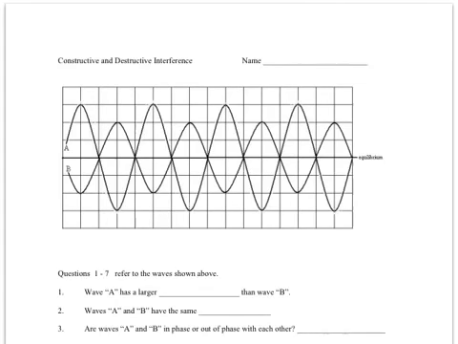Alright, let's take a look at this. Question 1, in what way is wave A larger than wave B? So look at wave A and wave B. Well, they have the same wavelength, but A displaces further from equilibrium than B does, therefore it has a higher amplitude.